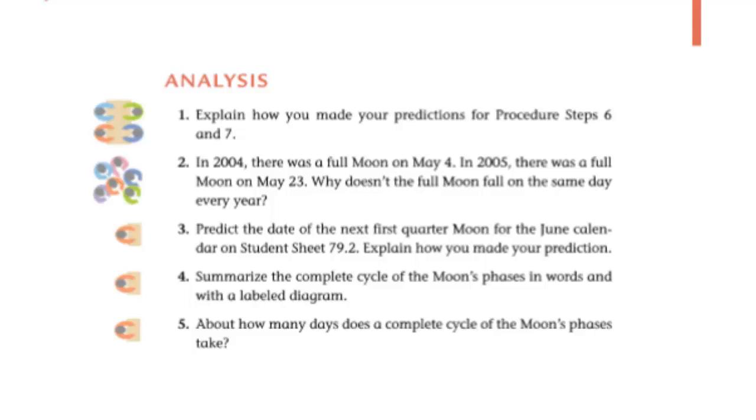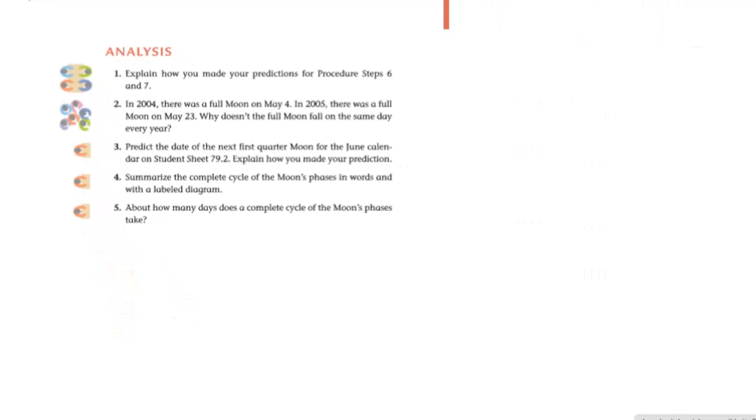Now for questions 3 and 4 and 5, I want you to pause the video after each question that's read so that you can try to answer these questions and then check them by watching the rest of the video. So number 3 says, predict the date of the next first quarter moon for the June calendar on student sheet 79.2. Explain how you made your prediction. Pause this video now and see what answer you come up with.